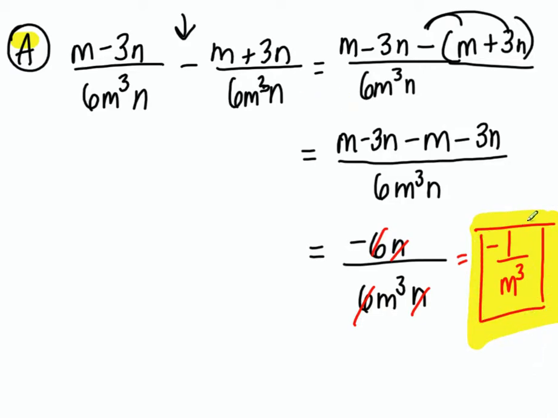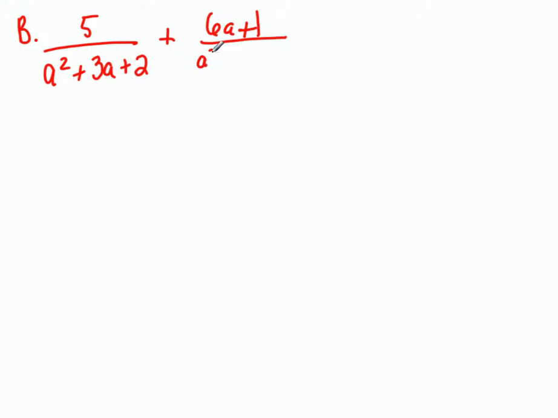All right, watch. Let's do B. I have 5 over a squared plus 3a plus 2 plus 6a plus 1 over a squared plus 3a plus 2. Are my bottoms the same? Yes. So I can just go ahead and do it.